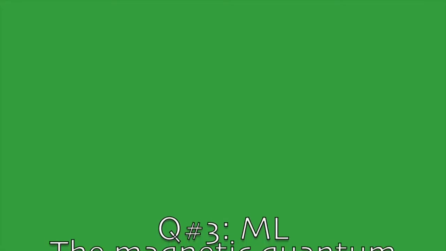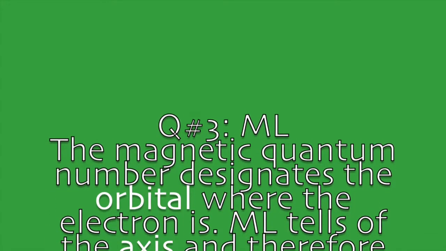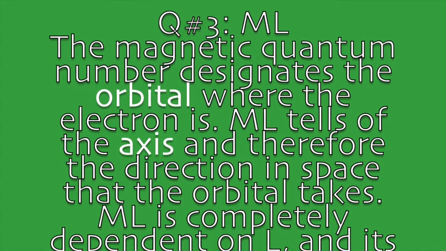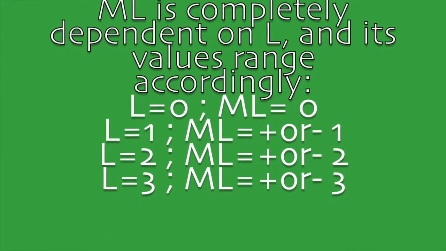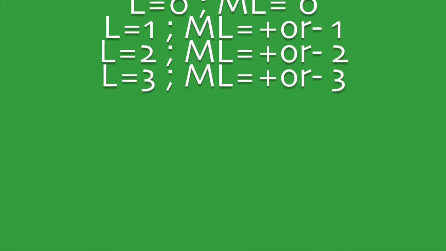Magnetic quantum number, ML. The magnetic quantum number designates the orbital where the electron is. ML tells of the axis and therefore the direction in space that the orbital takes. ML is completely dependent on L and its values range.